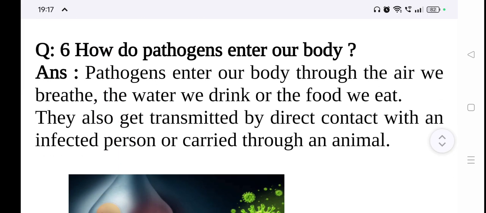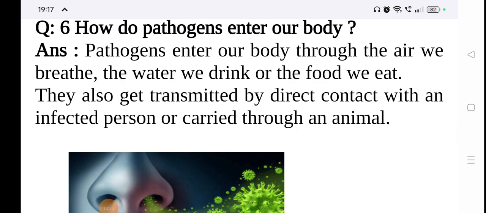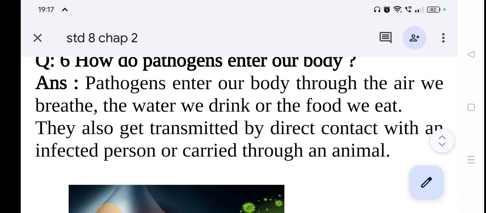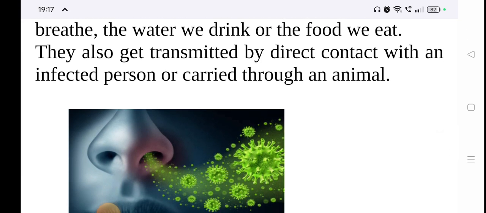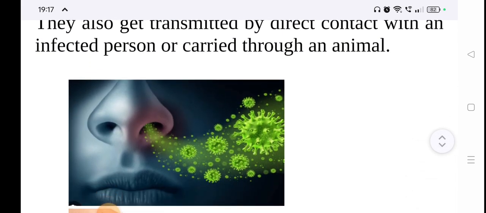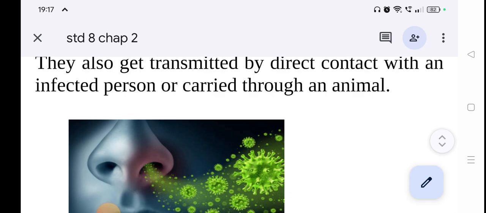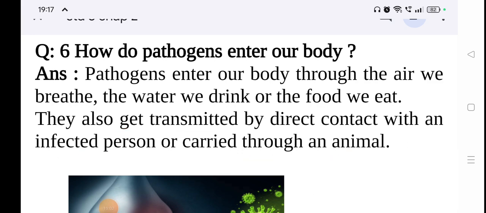See question number 6. How do pathogens enter our body? Answer: pathogens enter our body through the air we breathe, the water we drink or the food we eat. They also get transmitted by direct contact with an infected person or carried through an animal.